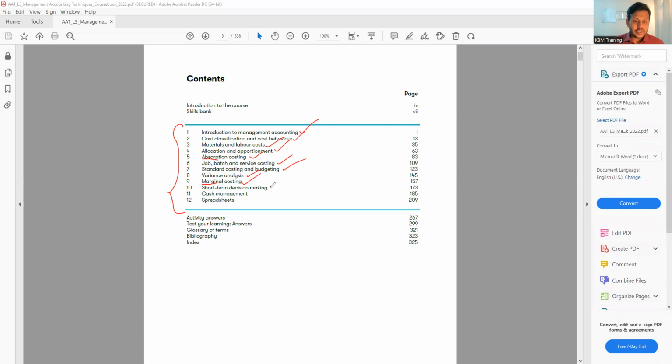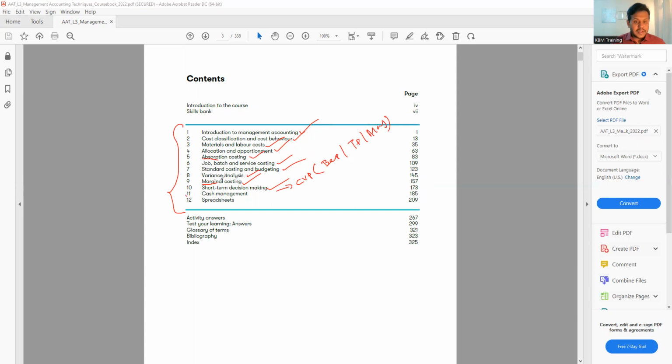Then we have a short-term decision making. Short-term decision making, sometimes we know this one as a CVP analysis, cost, volume, profit. On the cost, volume, profit, we will see normally our break-even point, BEP, then we see our target profit, then margin of safety. All of these things we're going to see from this chapter.